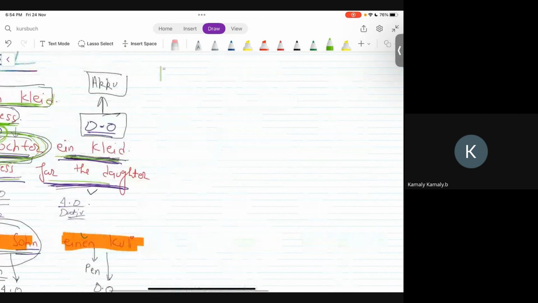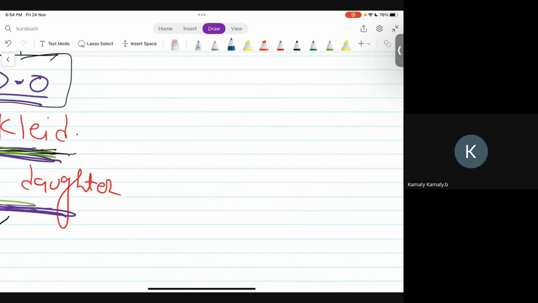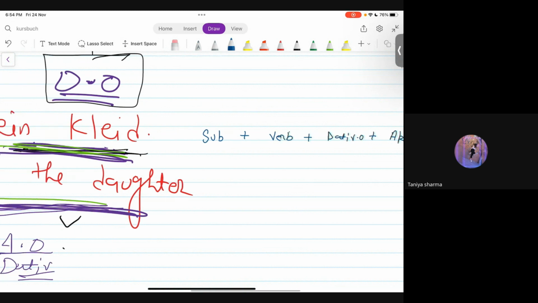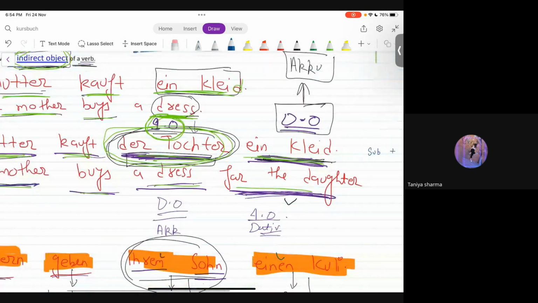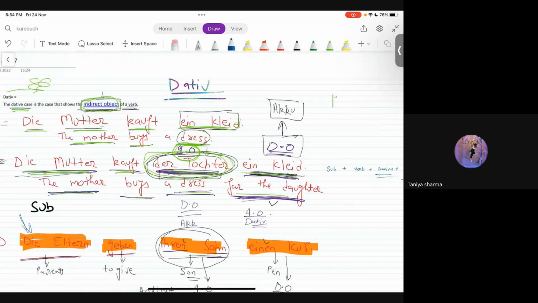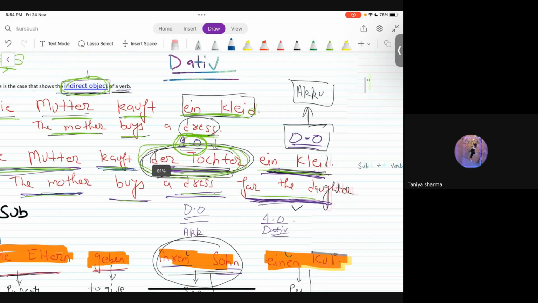Okay. Guys, the rule is first you will use subject. Okay. Then you will use verb. Then you will use dative case. Then you will use accusative case. Okay. And then the dative object and accusative object. And then full stop. Okay. Guys, in A2 or B1 level, you will learn different things. But right now, you can learn this. First, you will use dative and then you will use accusative. Okay. So, for example, die Mutter kauft. Okay. Guys, could you please tell me the article of doctor?